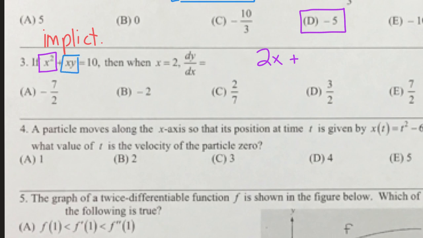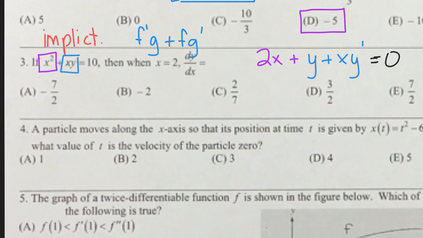So we're going to use the product rule for x times y. So f prime g plus f g prime. Okay, so the derivative of x is 1, so that's 1 times y, plus normal x times the derivative of y, which is y prime. So this is our implicit derivative of x squared plus xy equals 10.